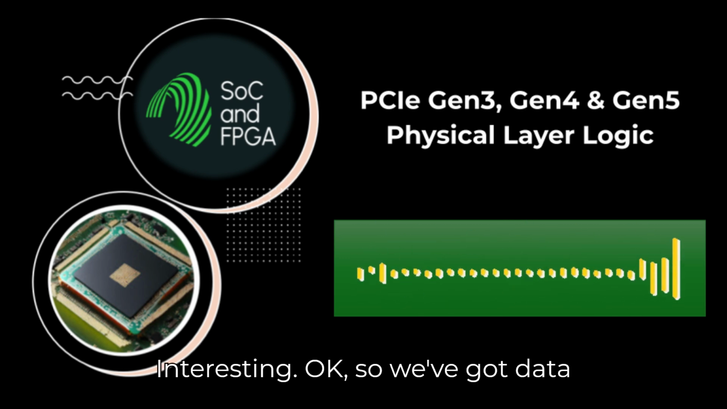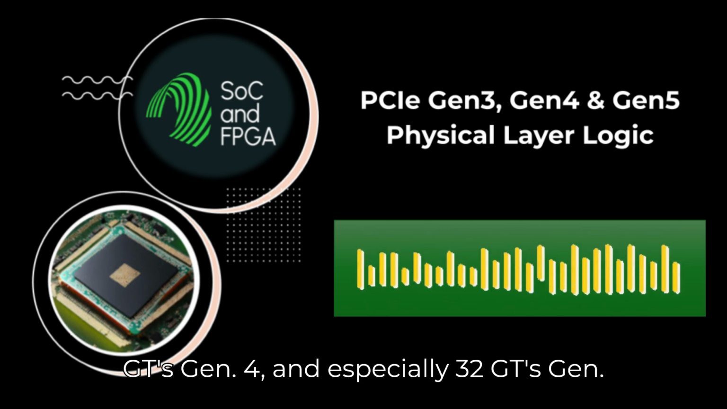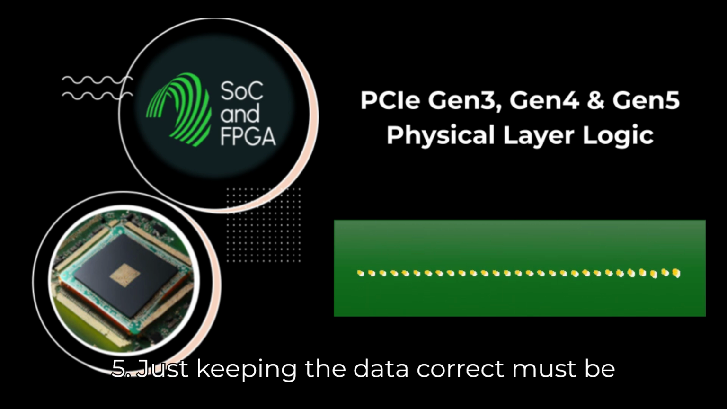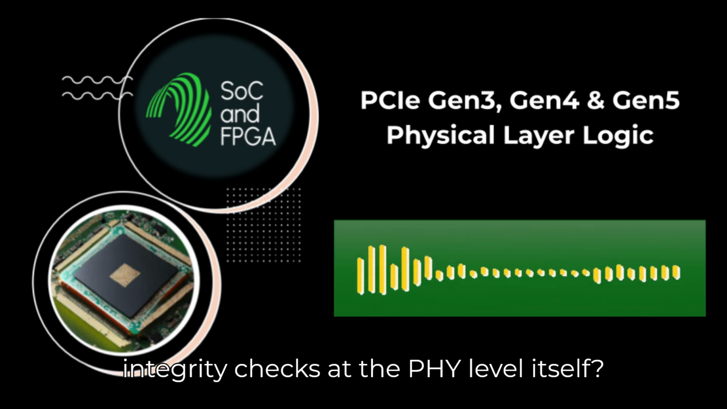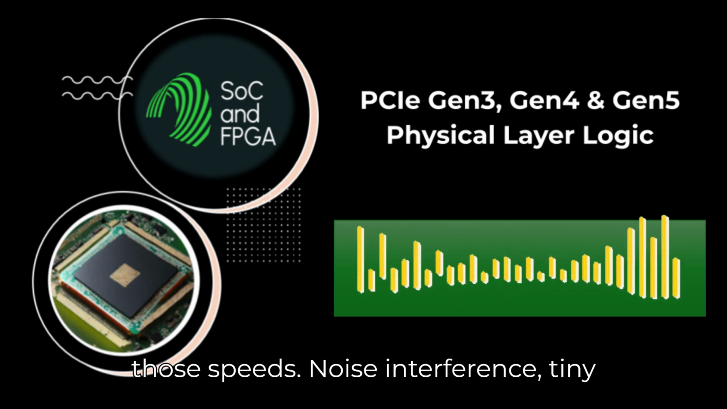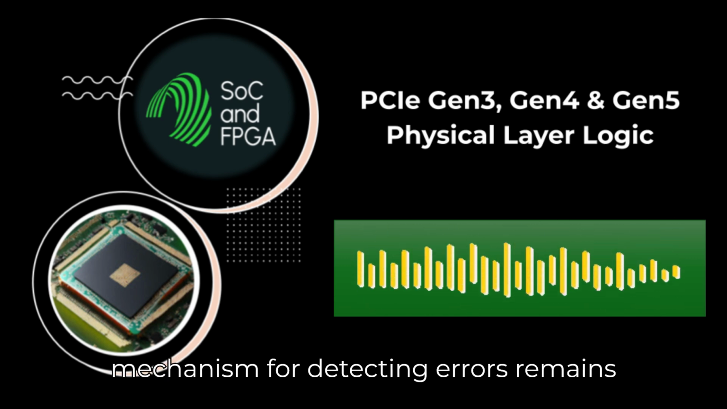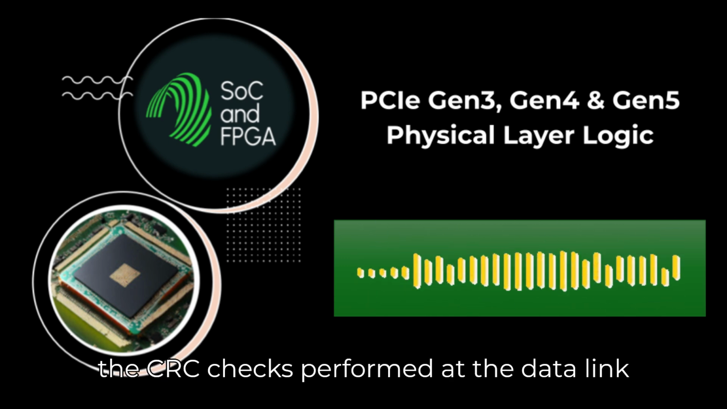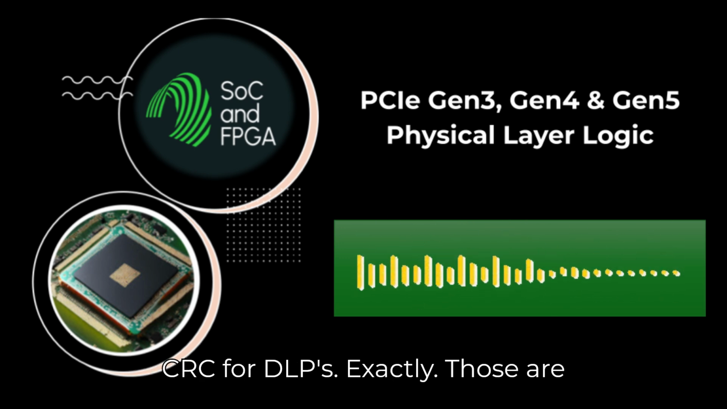Interesting. Okay, so we've got data encoded, framed, deskewed, but at 16 GT/s, Gen 4, and especially 32 GT/s, Gen 5, just keeping the data correct must be a huge challenge. What about data integrity checks at the PHY level itself? Yes, signal integrity is paramount at those speeds. Noise, interference, tiny things can flip bits. The primary mechanism for detecting errors remains the CRC checks performed at the data link layer. The LCRC for TLPs and the 16-bit CRC for DLLPs.